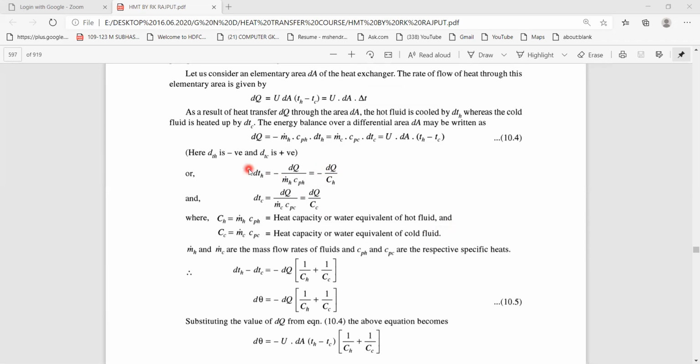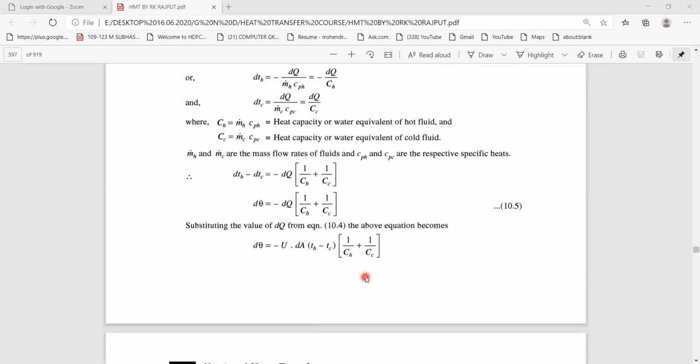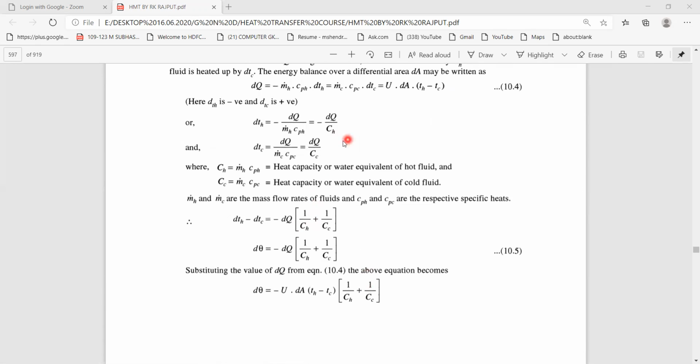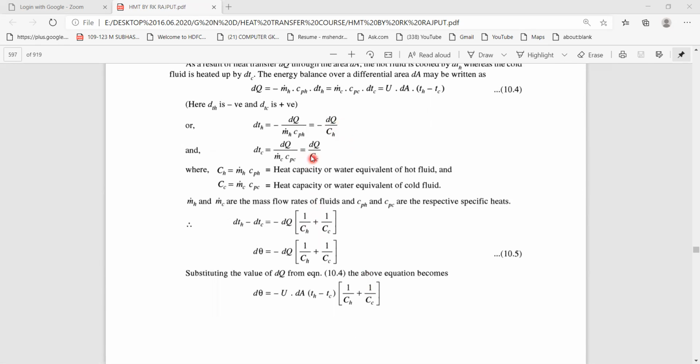Now, if we take the difference between dTh and dTc, take the minus sign outside the bracket, and also take dq outside the bracket. So you will get 1 by Ch. Since we are taking the minus sign outside the bracket, the minus becomes plus, plus 1 by Cc. Simple mathematics: take the minus sign outside the bracket, and you will get 1 by Ch plus 1 by Cc.